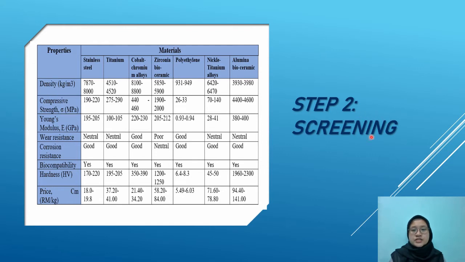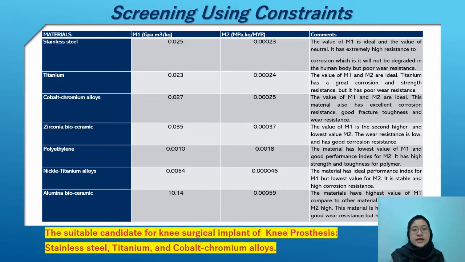Step 2 is screening. Screening is the process where we state the properties that we want to analyze. For the materials, we have density, compressive strength, Young modulus, wear resistance, corrosion resistance, biocompatibility, hardness, and price. Next, we use the constraints to screen the materials to choose the 3 best materials and eliminate the 4 materials.